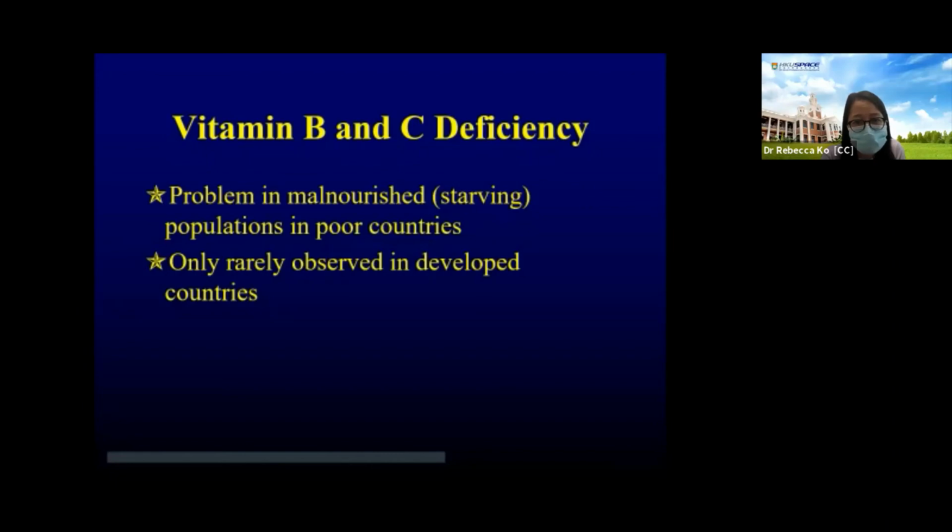So for vitamins B and C, if there's a deficiency, in the developed countries we seldom see this, but in the poor countries there may be problems because they may not have enough food intake. Most of the people are undernourished and have unbalanced diets, so may have the problem of vitamin B and C deficiency. But in Hong Kong and in Western countries, it is only rarely observed.